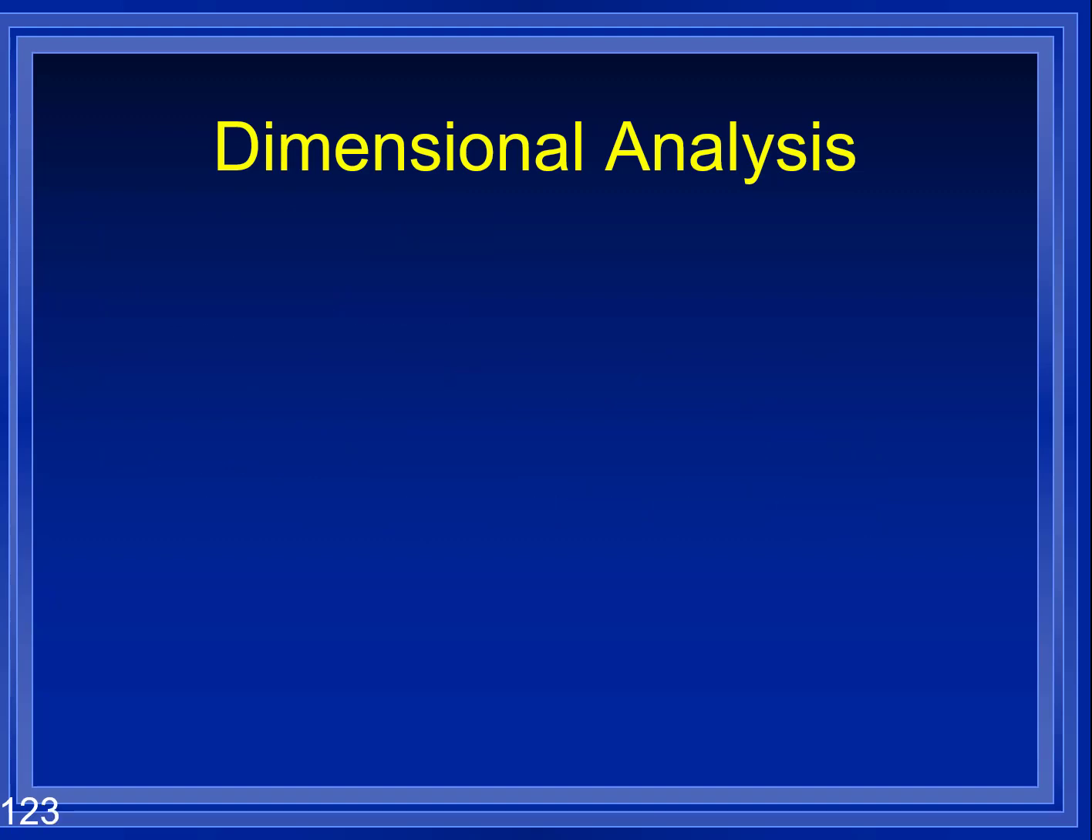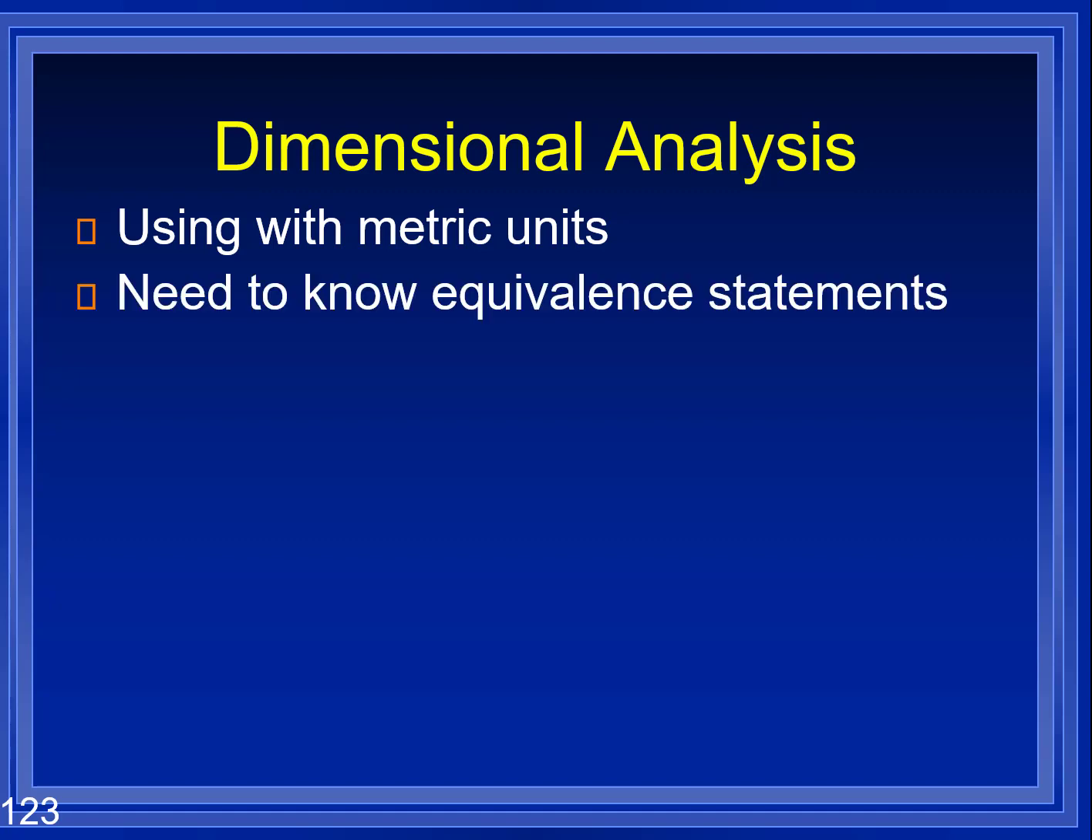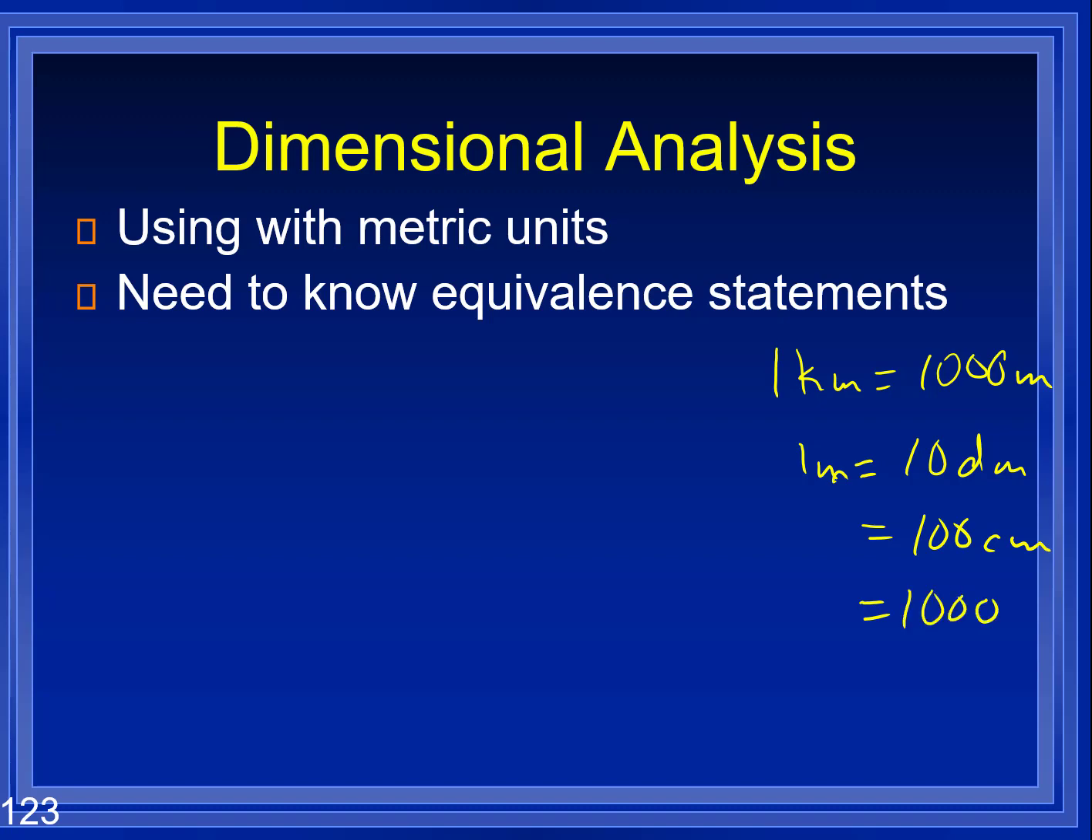Okay. So with metric units, I need you to know the equivalent statements. And the equivalent statements are pretty basic. We saw 1 kilometer equals 1,000 meters. 1 meter equals 10 decimeters, 100 centimeters, 1,000 millimeters, 10 to the 6th micrometers, and 10 to the 9th nanometers.